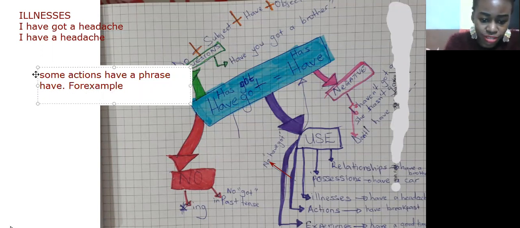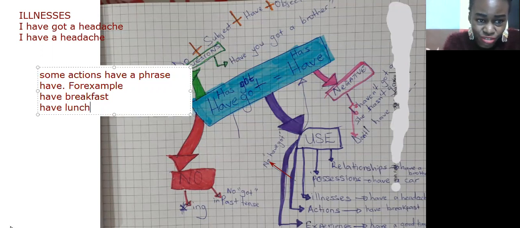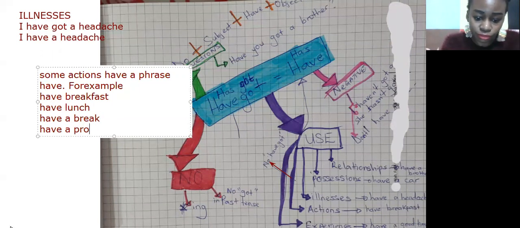For example, have breakfast, have lunch, have a break, have a problem. These are normal phrases. There are so many. These are just phrases. We do not use have got with these phrases. Have got a break, have got a problem, I've got a problem. No. You only use have. Why? Because you cannot touch this. These are phrases. So if it's a phrase with an action, don't use have got.